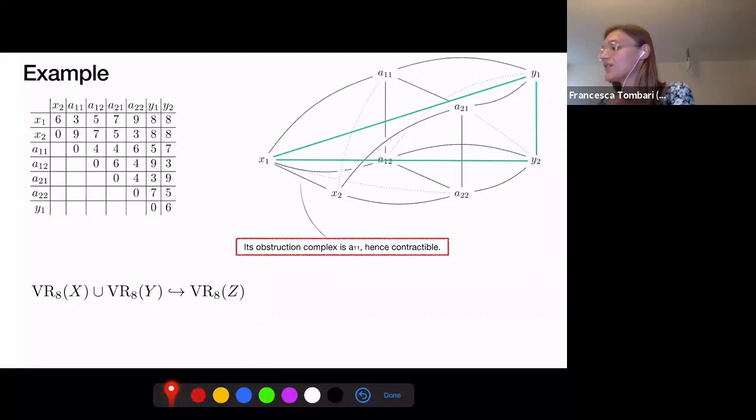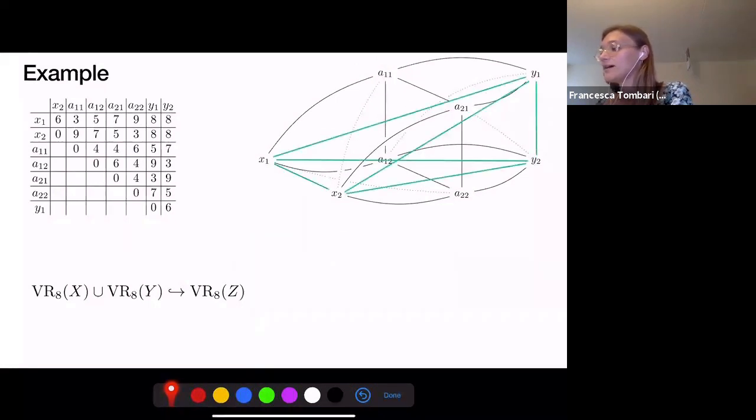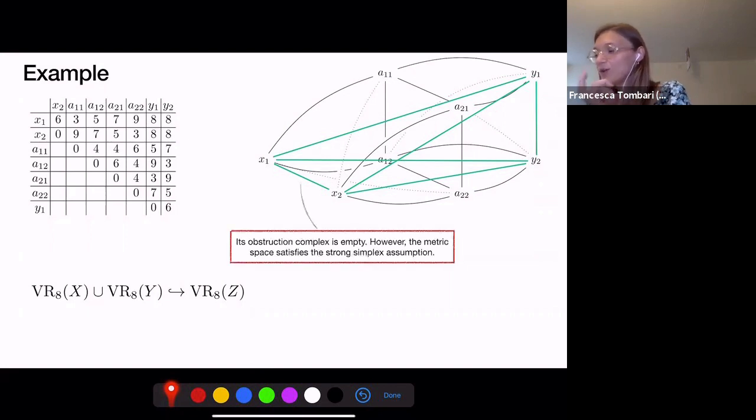However, it doesn't guarantee anything on obstruction complexes associated to higher dimensional simplices in K minus P. So if you take this tetrahedron, that is also a simplex in Vietoris-Rips of Z minus P, we actually know that the obstruction complex is empty for how we constructed this example. And so we have no information on the relationships between higher homotopy groups.